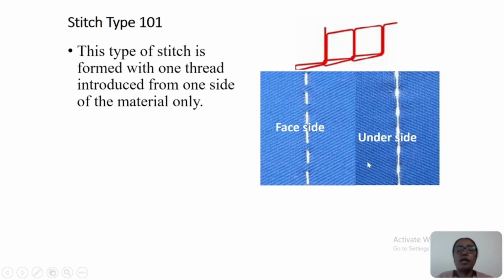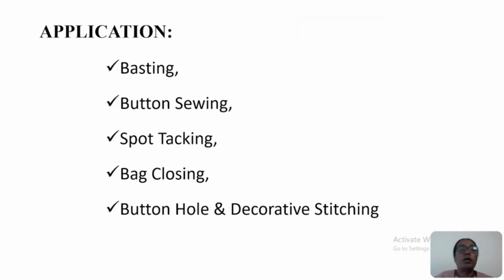100, 200, and 300, 400, 500, 600. Stitch types have their own varieties. They have varieties: stitch 100, stitch 101, 2, and so on. The application of this stitch 101: basting, button sewing, spot tacking, bag closing, buttonhole, and decorative stitch are good examples of this stitch 101. 101 can be applied for basting, button sewing, spot tacking, bag closing, buttonhole, and decorative stitch.